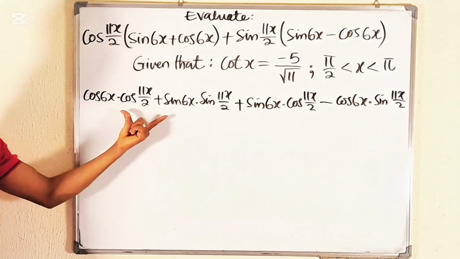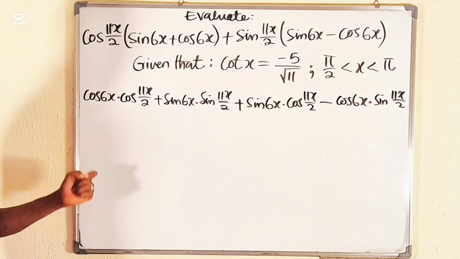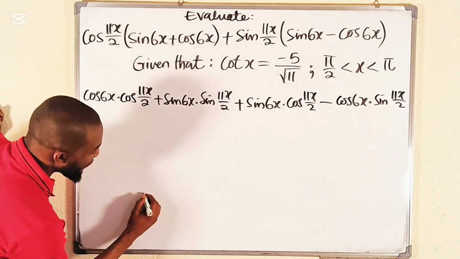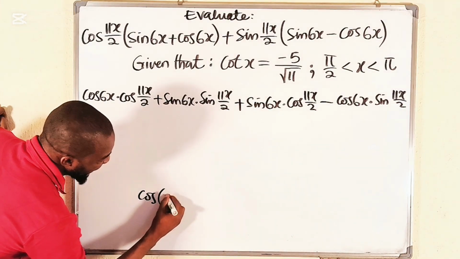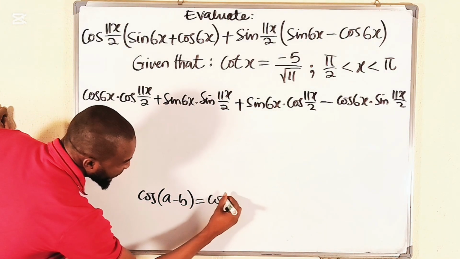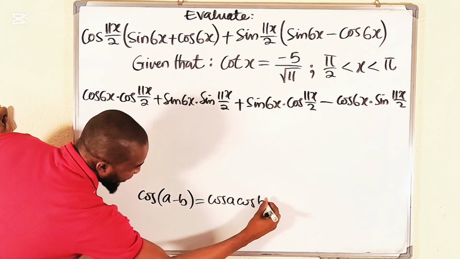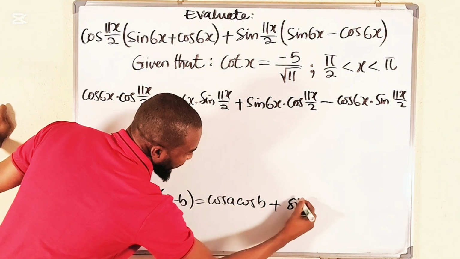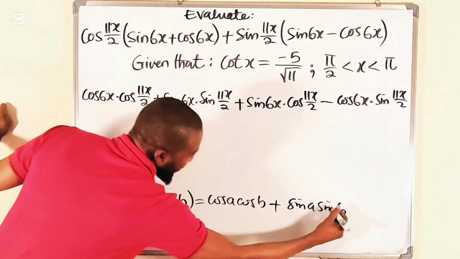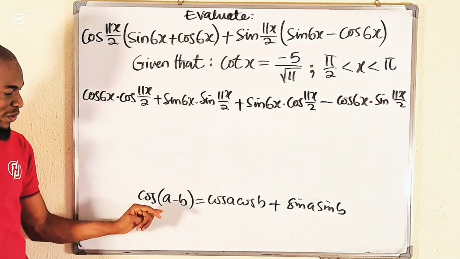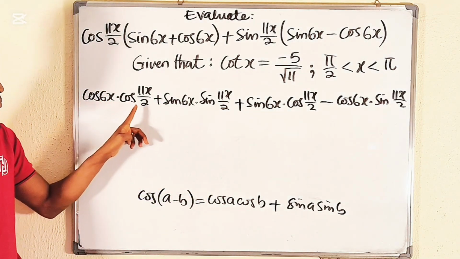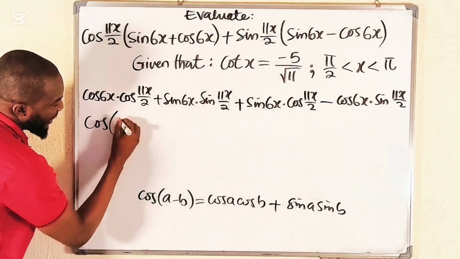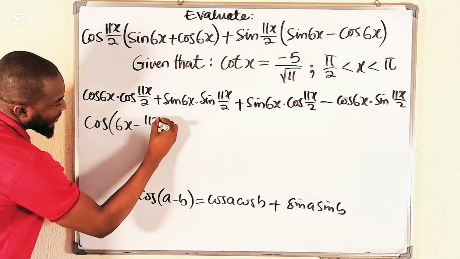All right, so what can you remember about this one? Should I write the identity? Cos of the first angle, cos of the second angle. If you have cosine of a minus b, it will be equal to cosine of a times cosine of b, then, because it is minus, you have plus sine of a sine of b. Can you see that? Almost the same. So it will be a minus b, that is 6x minus 11x divided by 2. So this will be cosine of 6x minus 11x divided by 2.